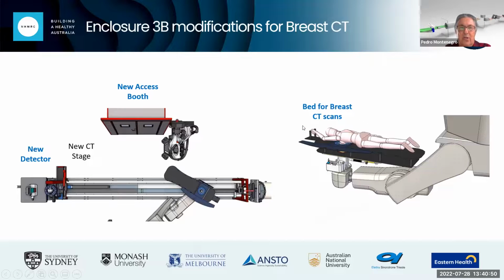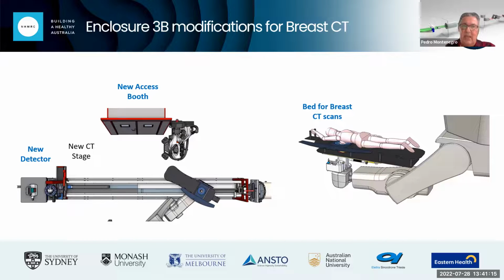So let's have a look a little bit. So quickly, what did we change to enclosure number 3? We added, and this is really important, a new access booth. This access booth enables the radiographer to go in and out of the imaging bunker without having to touch the lead doors that we normally use, which weigh about a ton each and are very awkward.